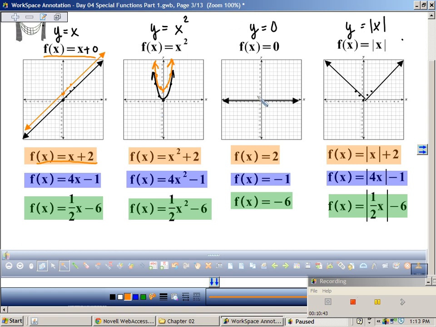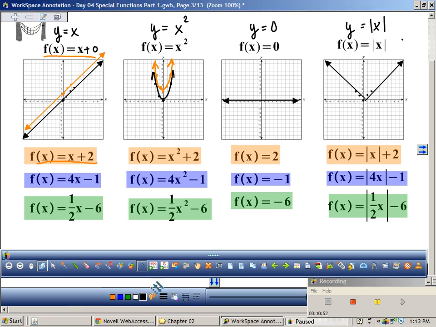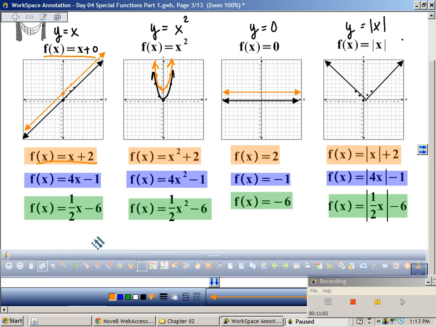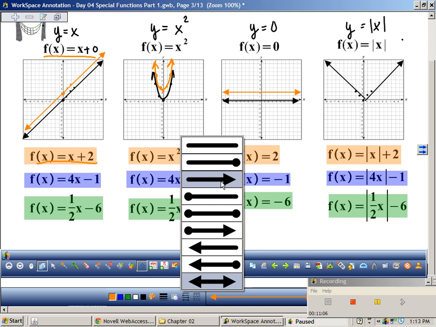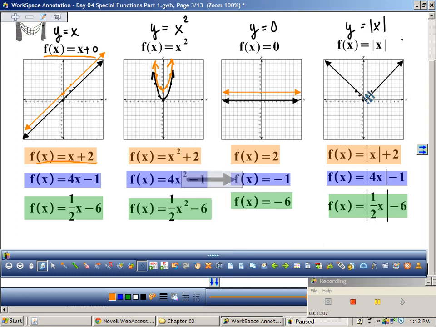Let's look at our constant function. What do you think happens when I say f of x equals 2? The one is up. It's going to shift up 2. Are you figuring it out? What do you think is going to happen to the absolute value function? It's going to shift up 2. It's going to start at 2, and it's going to look exactly the same.